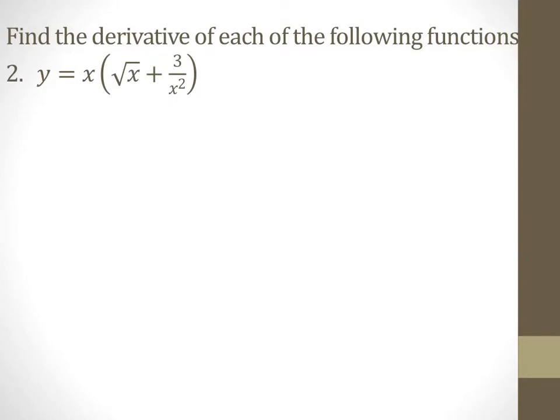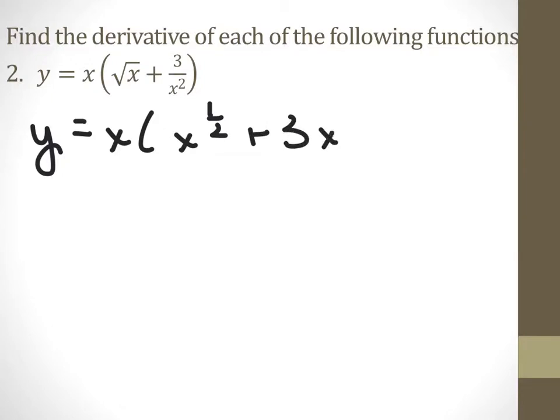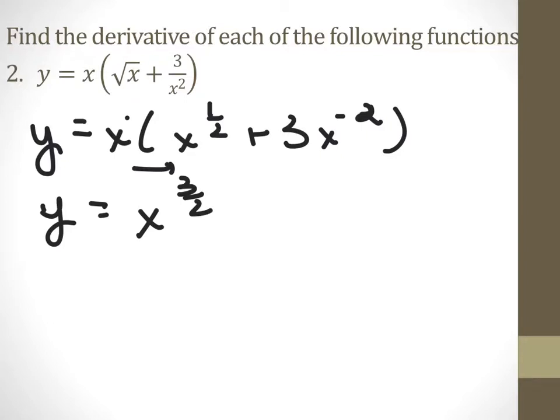For the next one, let's go ahead and rewrite what's inside and then multiply that outer x in. Square root of x is x to the 1/2. 3 over x squared is 3x to the negative 2. Now let's go ahead and distribute this x from the outside. Remember that x has a power of 1. So we get x to the 3/2. 1 plus 1/2 is 1.5, or 3/2. And then multiply it times that second term. You get plus 3x to the 1 minus 2, which is negative 1.